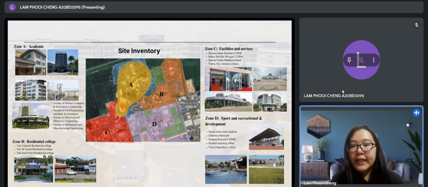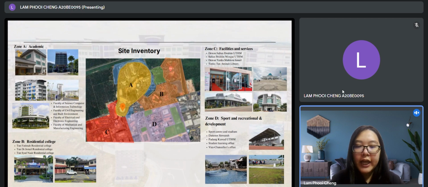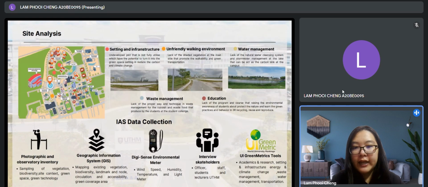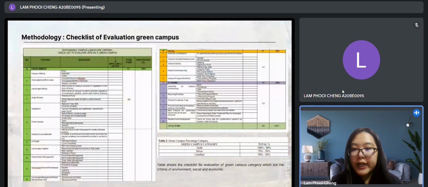The site context is divided into several zones. The academic zone has the highest carbon emission due to the use of air conditioning and vehicles. The site analysis shows undeveloped spots and a lack of shady areas and vegetation at the roadside to promote walkability, as well as a lack of a natural water cleansing system and proper waste management by the student college. So here is the data collection that needs to be collected during site visits. Other than that, this is a checklist that can be used to evaluate the green campus criteria.